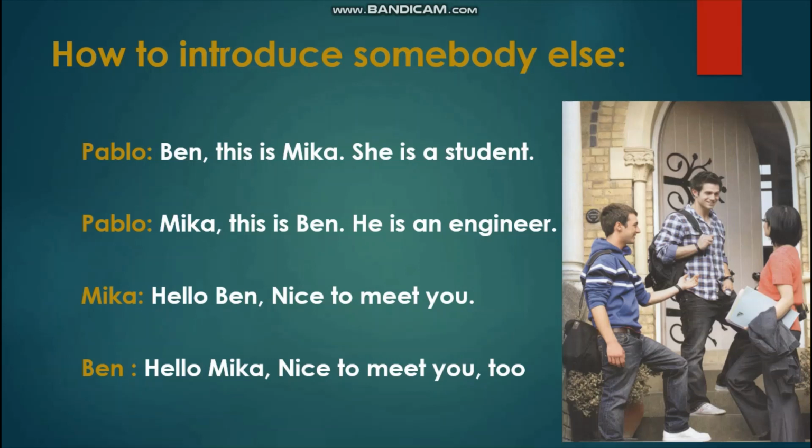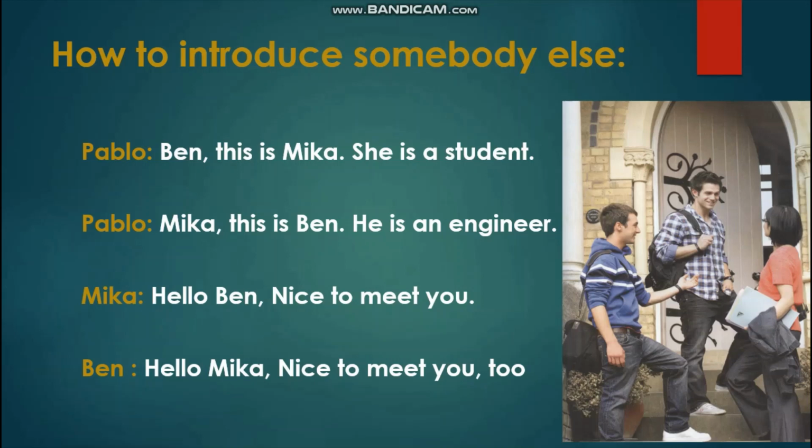Okay, Pablo will start by telling the name of the first person with him. "Ben, this is Micah. She is a student." So Pablo called Ben by his name in order to grab his attention. Okay, يعني بابلو نادى لبن باسمه حتى يجذب انتباهه. بعدين عرفوا على مايكا. He says, "This is Micah." هذه مايكا. She is a student. هي تلميذة. So he introduced her name and her job.